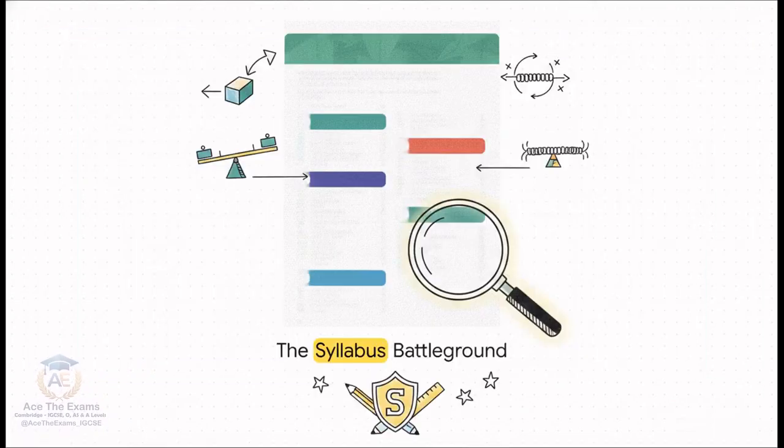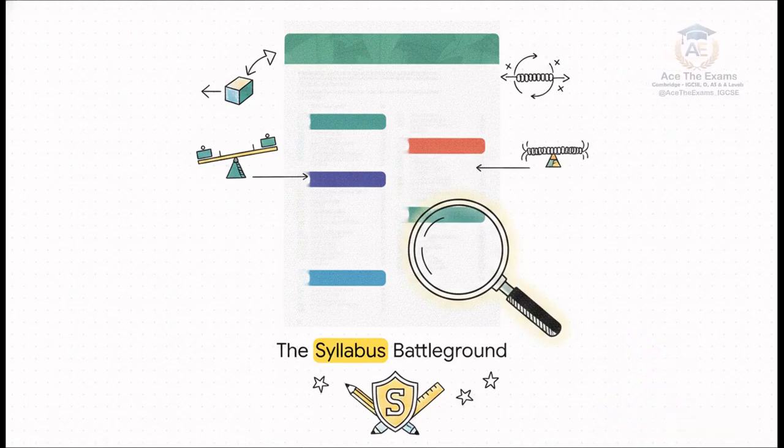So our battleground for this explainer covers some very specific, high-yield zones of the Cambridge syllabus: forces and turning effects, center of gravity, and stretching and compressing. Now, these topics are notorious traps. Honestly, they seem incredibly straightforward when you're just reading the textbook, right? But the second you face an evaluation question or a practical investigation design, the complexity just skyrockets.